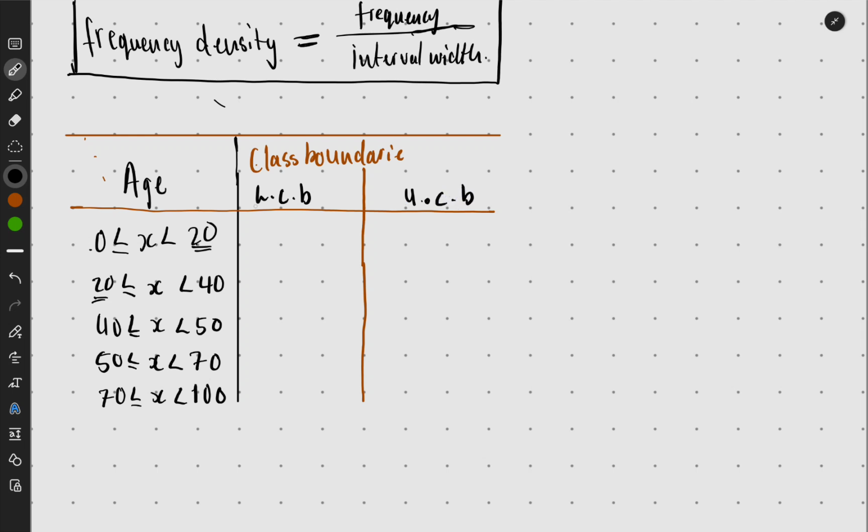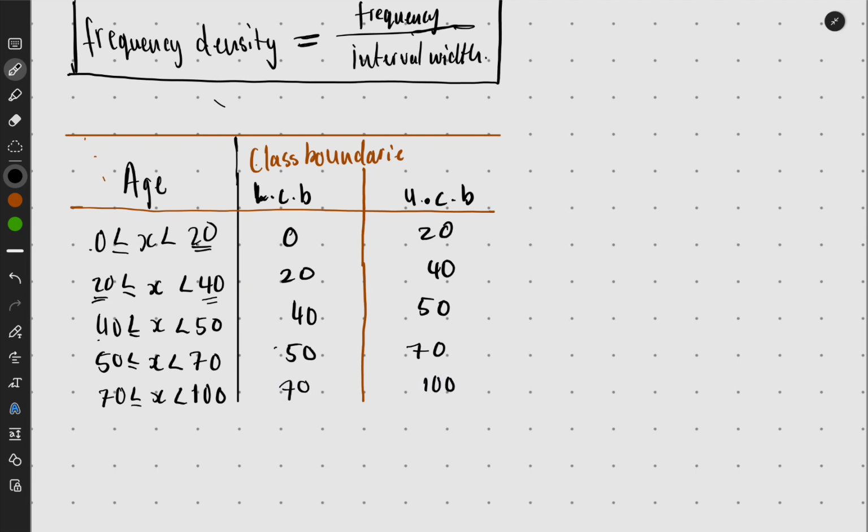Okay. Right. What is the lower class boundary? We say what we always do. Since it is continuous, 0 to 20, 20 to 40, there's nothing we change. So it'll be 0, the upper one is 20. This one, the lower one is 20, the upper one is 40. We don't change anything because it's continuous. Ends at 40, starts at 40, so everything is fine. So this one is 40, the upper is 50, here it is 50, the upper is 70, here it is 70, and the upper is 100.